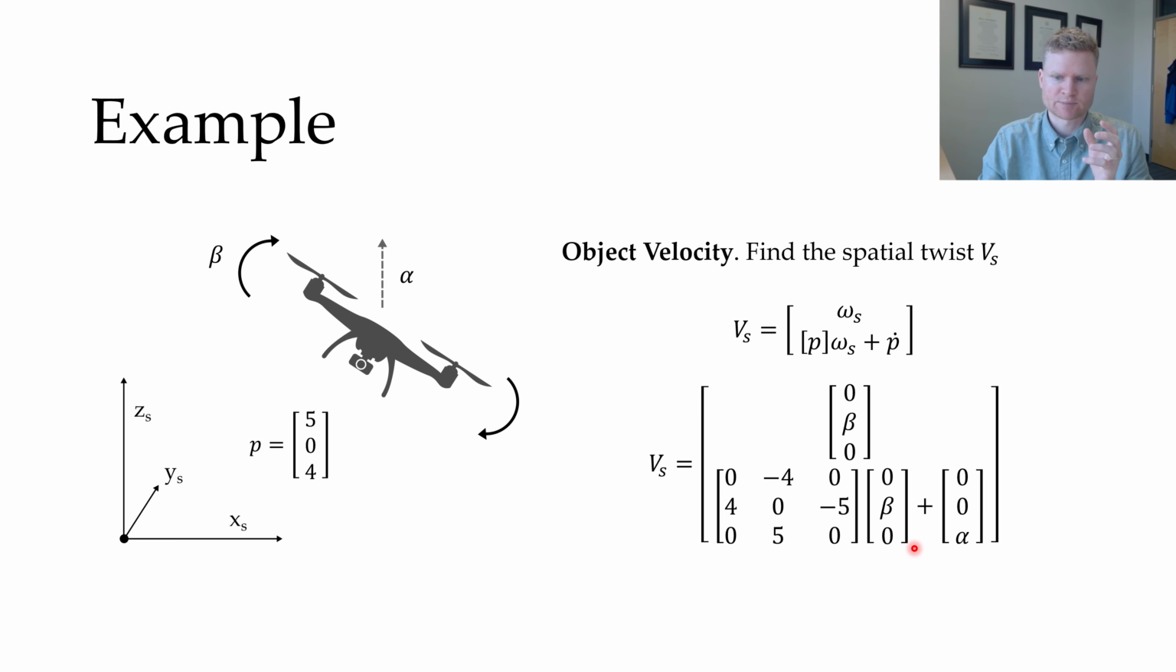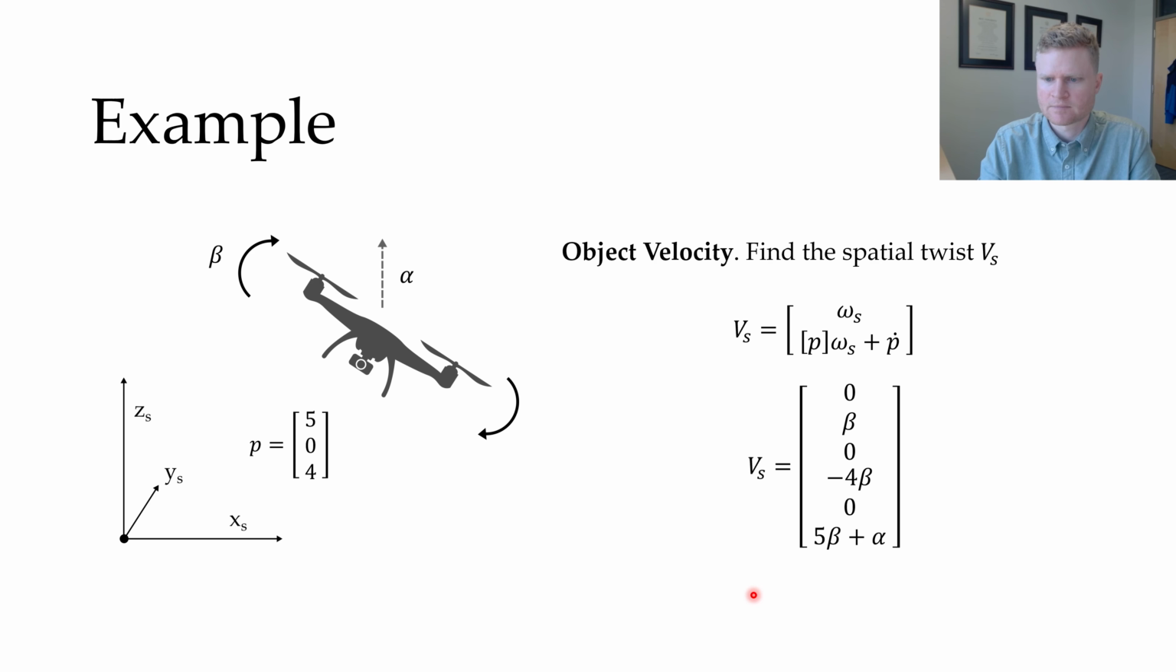And that comes from the cross product between the position of the drone, p, and the angular velocity of the drone. And I'm using the bracket 3 notation instead of the cross product. Okay, and when I do that, I build this 6x1 vector. That's going to be my spatial twist that captures the angular and the linear velocity of this drone with respect to the spatial or the world coordinate frame.